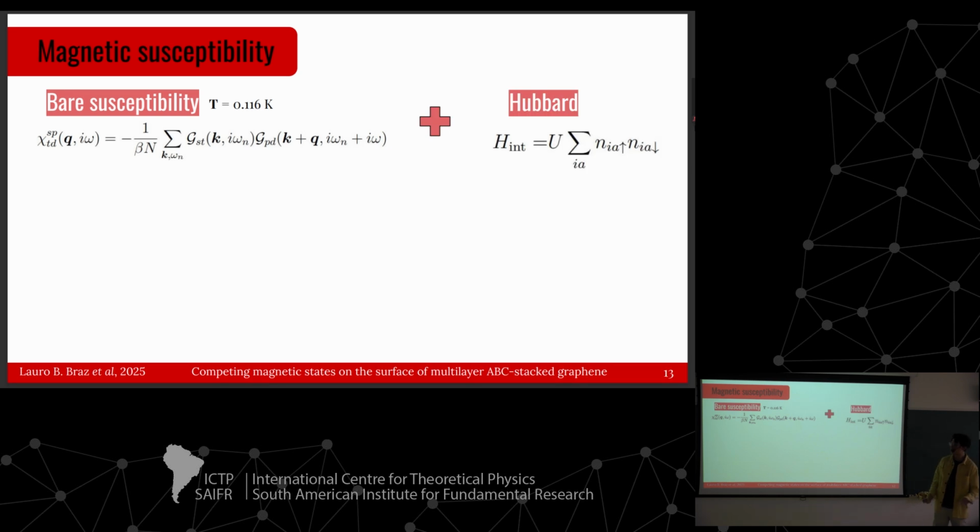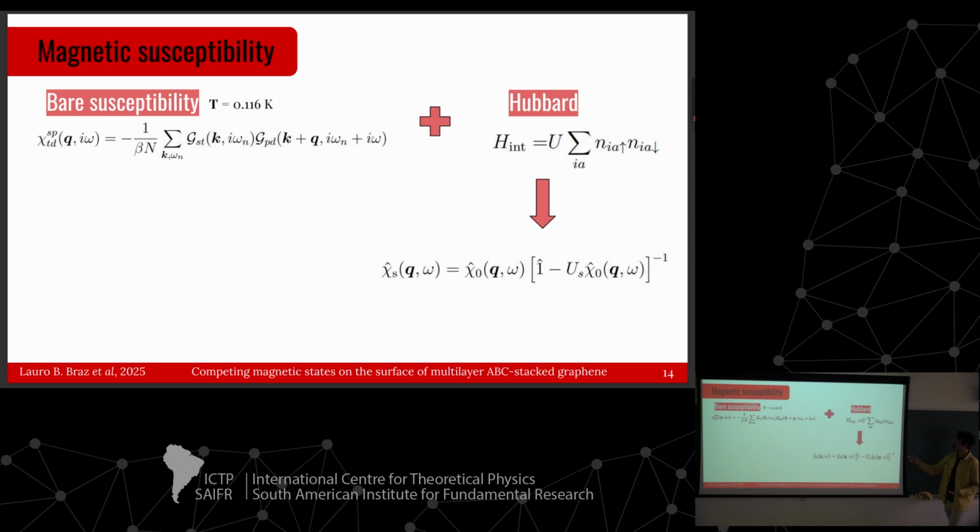And then we solve this problem computationally, and then add the Hubbard U as the interactions between electrons. And then we're going to see which are the main effects of this Hubbard U when the flat band is there.